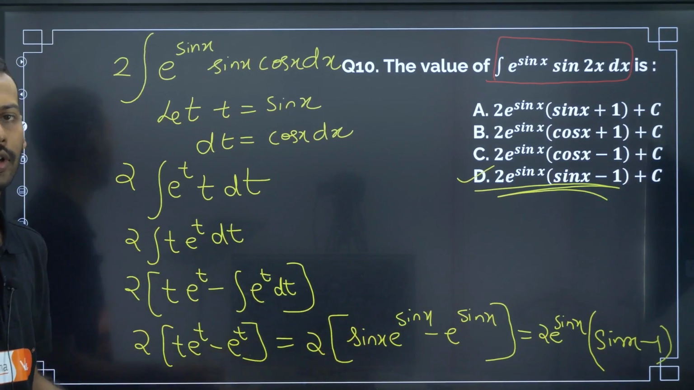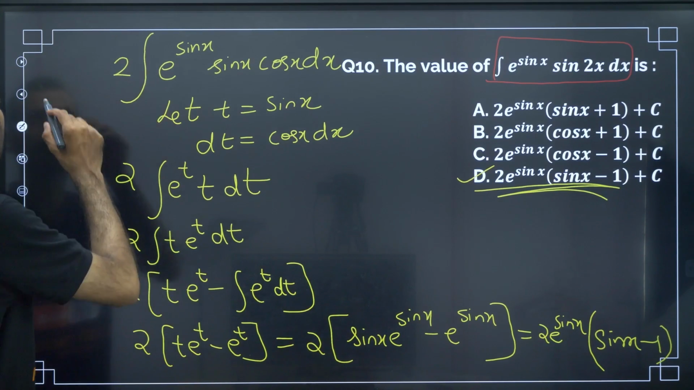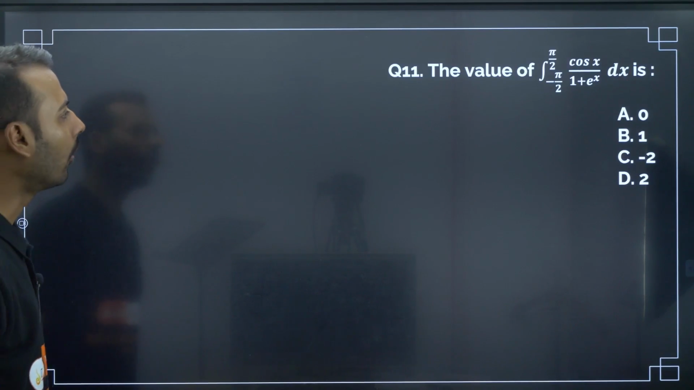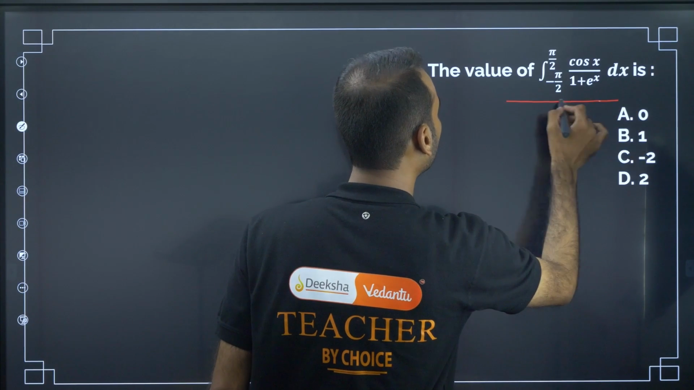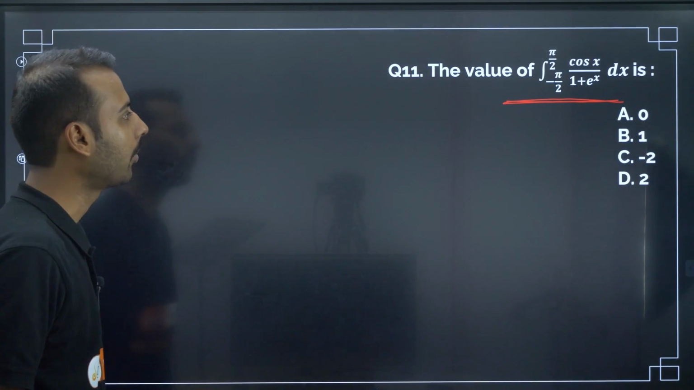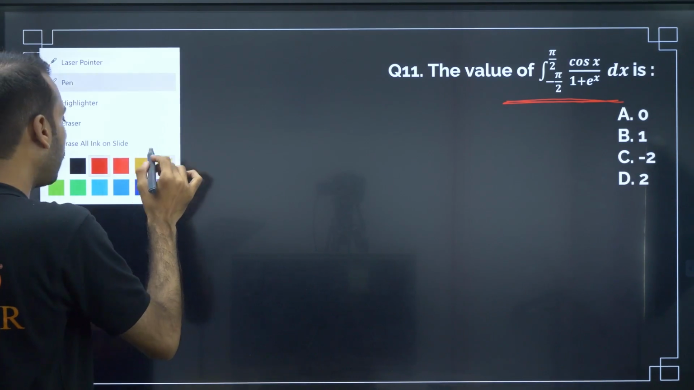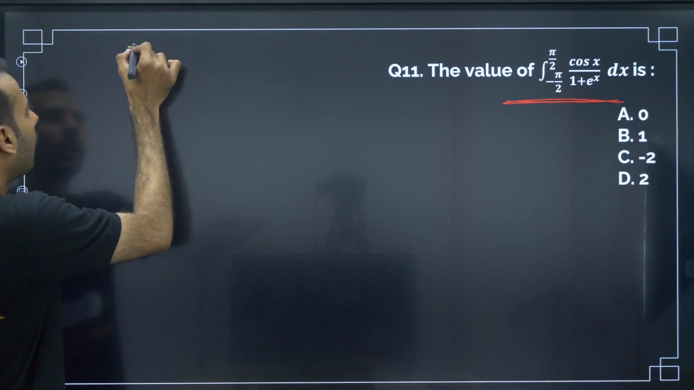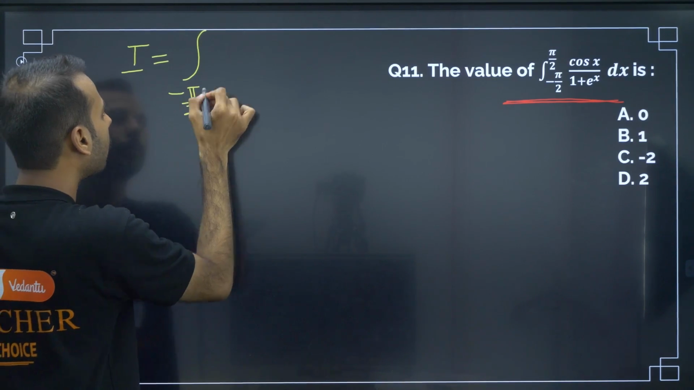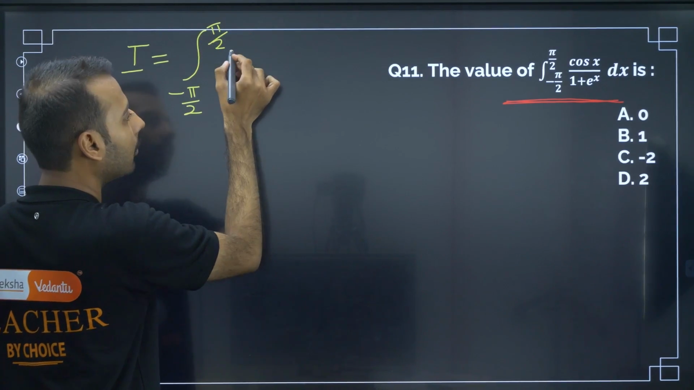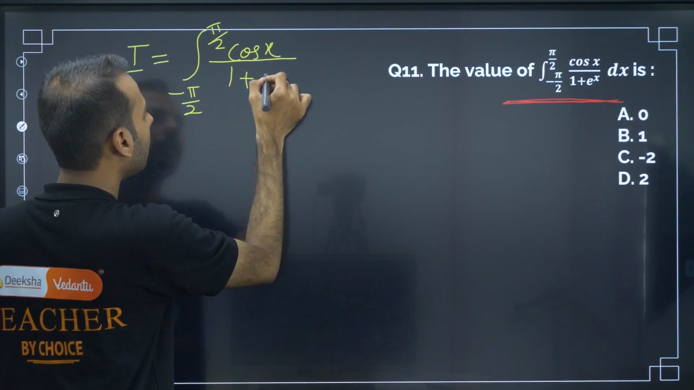Again, a very easy question. If you practice much, hardly it will take 30 seconds to solve this. Moving on to the next question. The question here is, the value of the integral from minus pi by 2 to pi by 2 of cos x by 1 plus e raised to x. First let me copy that question here. I is equal to the integral from minus pi by 2 to pi by 2 of cos x by 1 plus e raised to x dx.